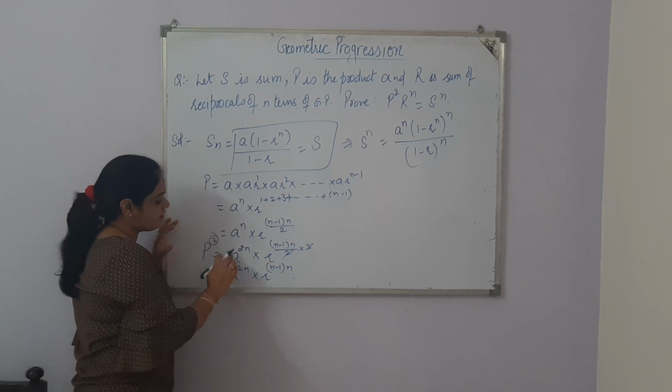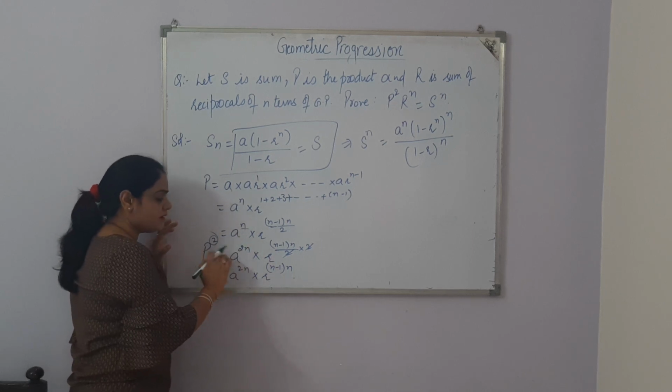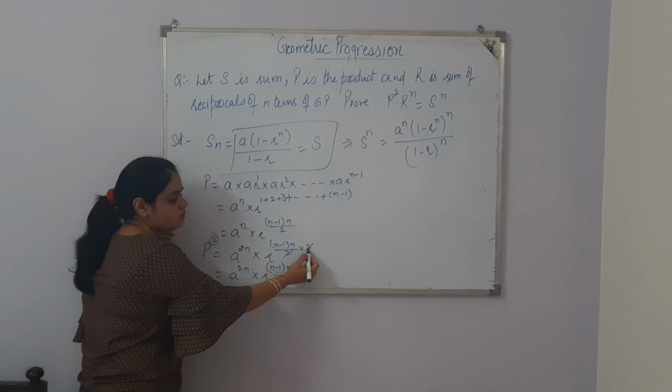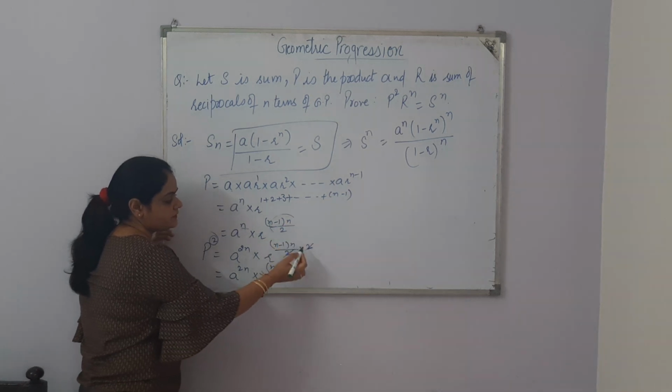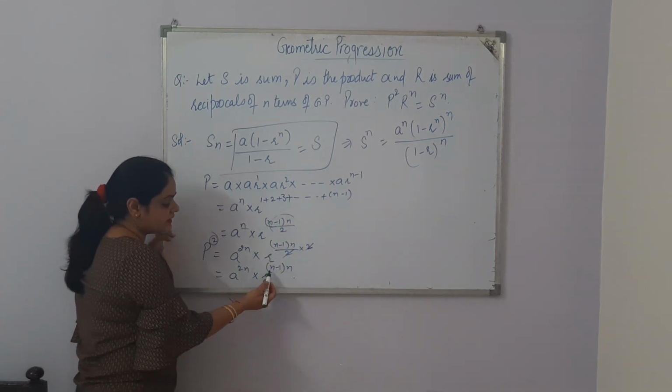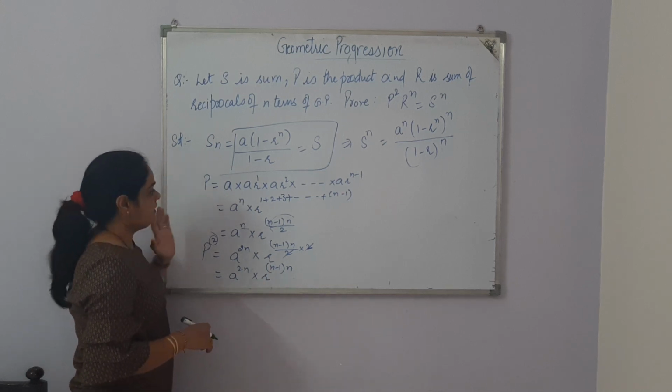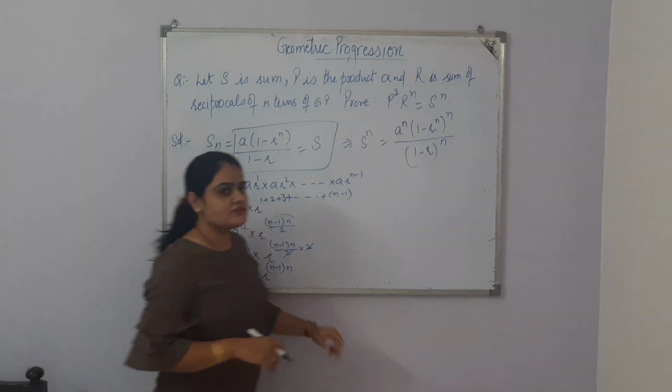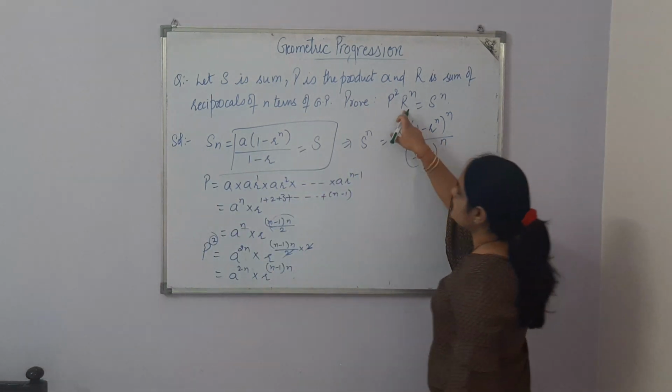So scaling on both sides, here power n was there. So multiply by 2, 2n. Whenever the 2 multiplies with this power, then 2 will cut out with 2, then I'll get a raised to power 2n into r raised to power n minus 1 into n. Now we have the value of P square, we have the value of Sn. Now we need to find R raised to power n.